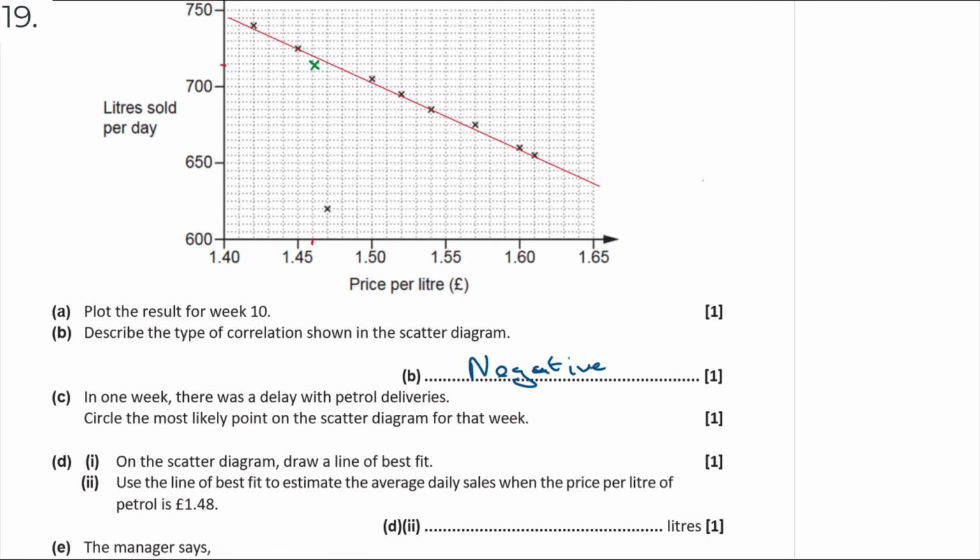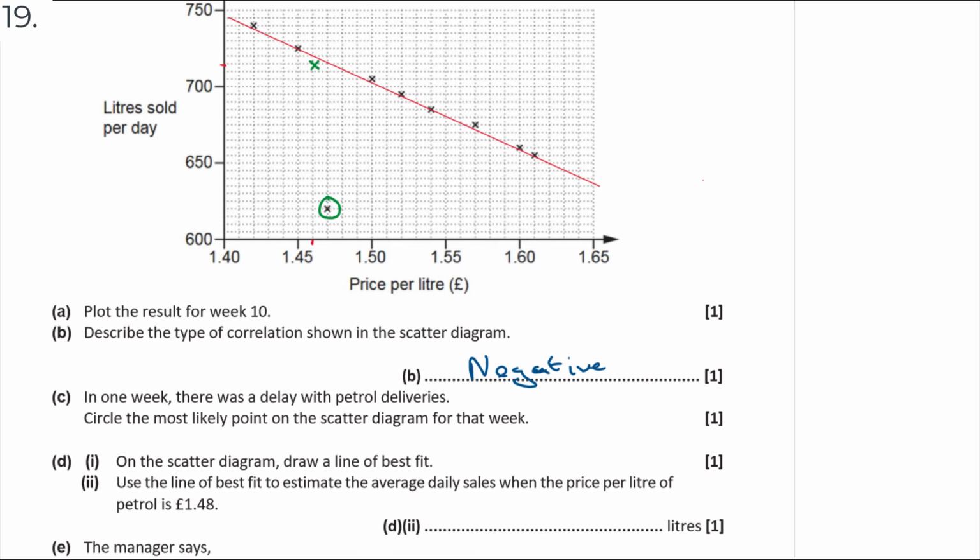Part C says, in 1 week there was a delay with petrol deliveries. Circle the most likely point on the scatter diagram for that week. Okay, so if there was a delay with the deliveries, there would have been a point where there was no petrol available, perhaps. So I'm guessing that might explain our outlier down here. All the rest are sitting like little soldiers on a line, but that one is well below where the line is. So I'm guessing that's the outlier, and the reason is that they didn't deliver petrol until very late in the week.